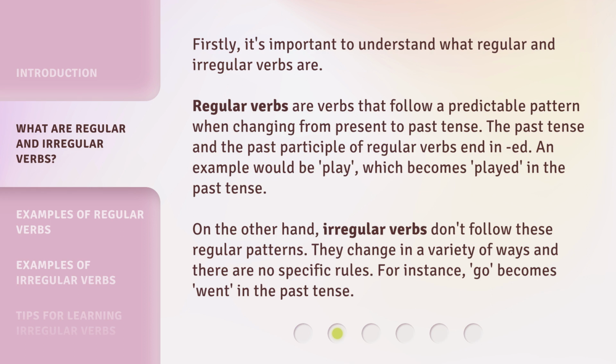On the other hand, irregular verbs don't follow these regular patterns. They change in a variety of ways and there are no specific rules. For instance, go becomes went in the past tense.